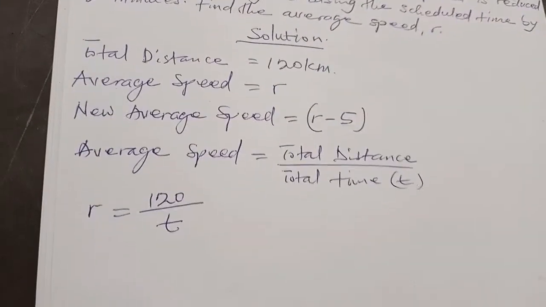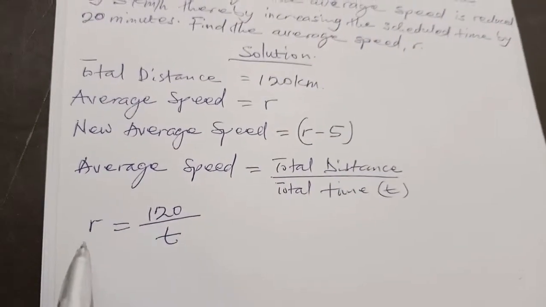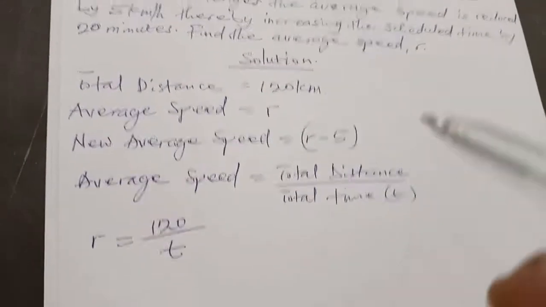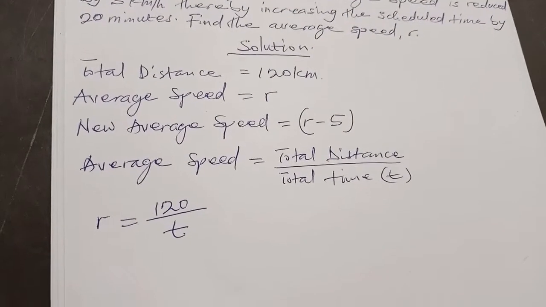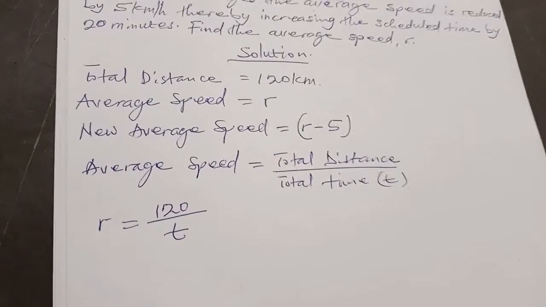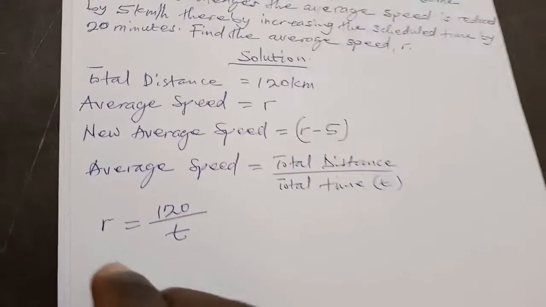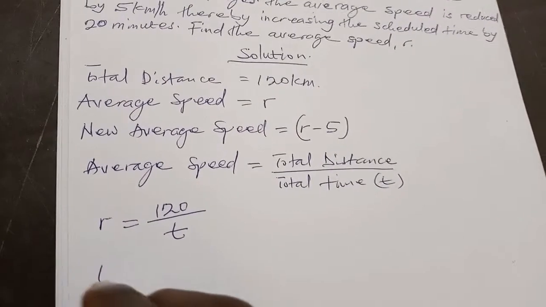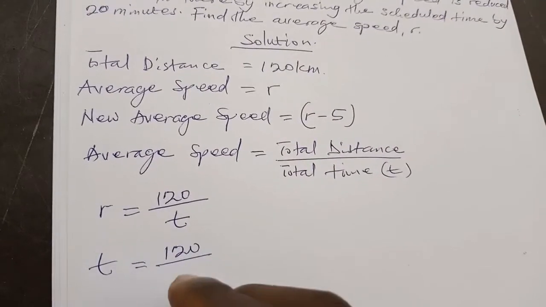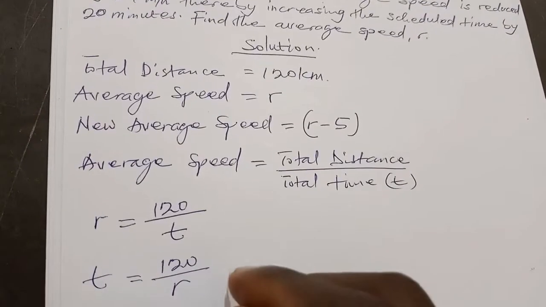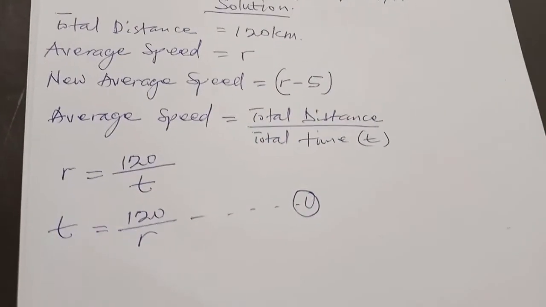Then let's make the total time the subject instead of r, because the question requires us to look for r. So we have to make t the subject so that when we get all the other information, we can substitute the t there to eliminate the t from our solution. From here, when we cross multiply, our t is going to be 120 over r. Let's make this equation 1 because this is not the final answer. We will need to come and solve it later.